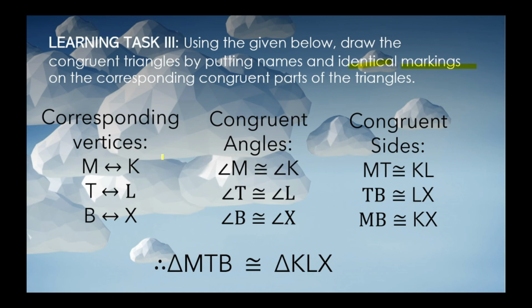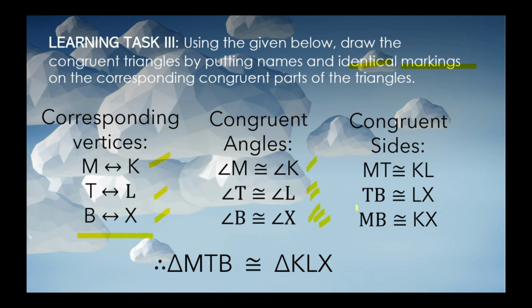So, what are the given? These are the corresponding vertices. M corresponds to K, T corresponds to L, B corresponds to X. So, dito pa lang alam mo na kung ano yung pangalan ng dalawang triangle. Now, ito yung lalagay nyo ng markings. Isang mark sa angle M congruent to angle K. Dalawang mark sa angle T congruent to angle L. And tatlong mark sa angle B is congruent to angle X.